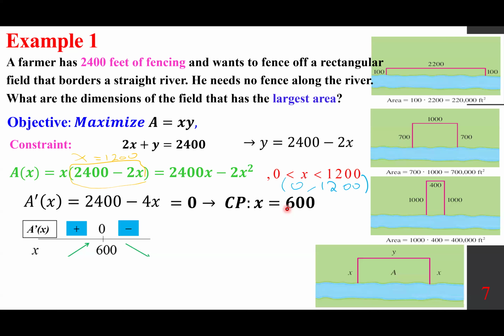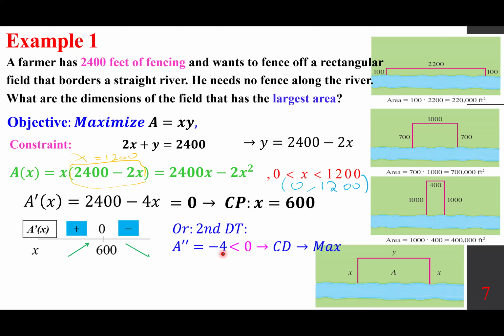The second derivative test is even easier. We get -4. The methodology is that you have to evaluate it at the CP, in this case x equals 600, because this is independent of x. You can't do anything. It's just always -4.